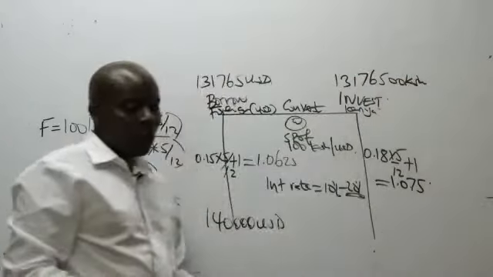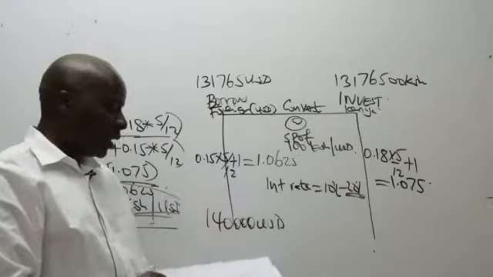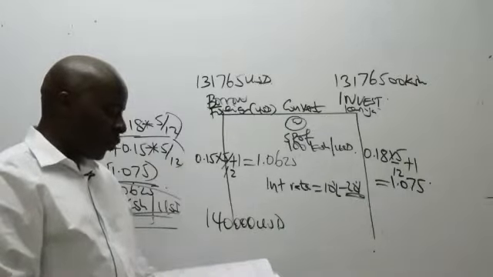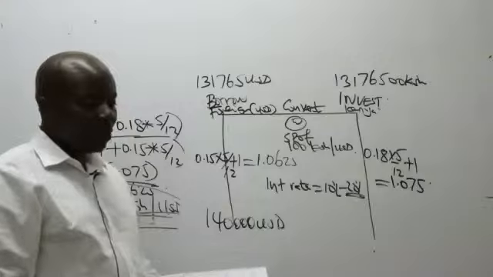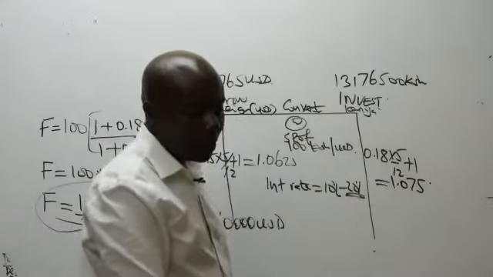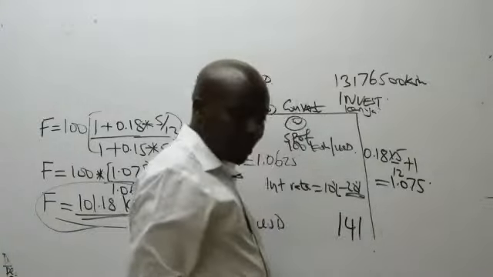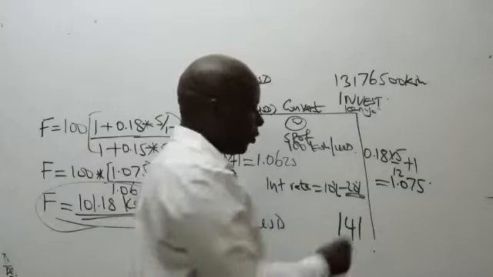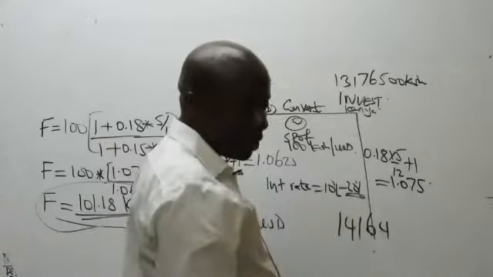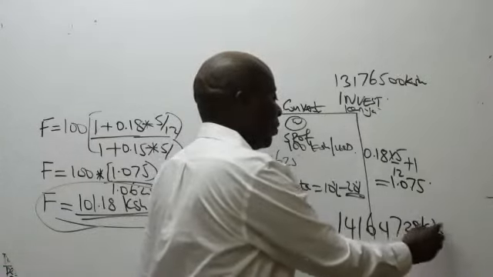So down, what do we do downwards? We always multiply. So could you kindly multiply this for us? When you multiply this figure times this, what are we getting here? We're getting 141,64,738. And now these are Kenya shillings.